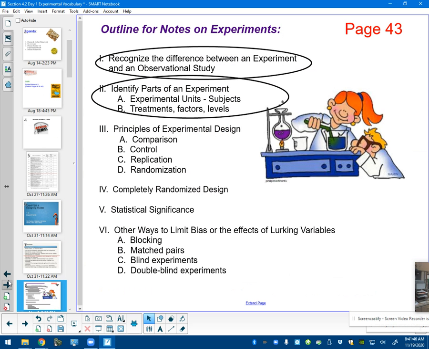So here we go. We are going to be on page 43. Experiments have all of those things that we're going to cover, and we're doing Roman numeral 1 and Roman numeral 2 today. So if you could please turn to page 44.